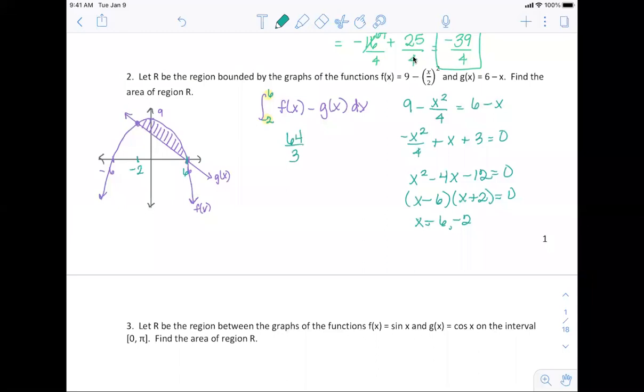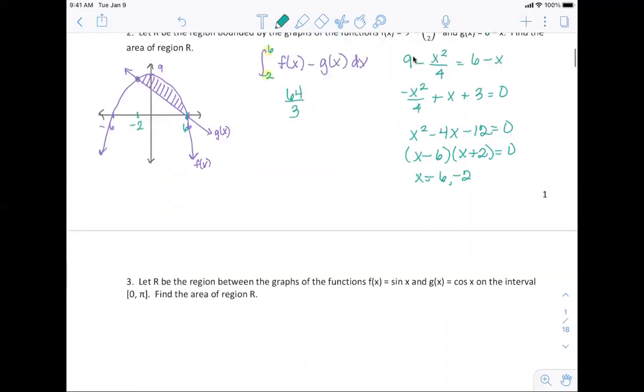Okay, so what to take away from this one is needing to find those points of intersection. When they don't give you an interval and they tell you that the region is bounded, you're looking for an enclosed bounded space created by the intersection of the two graphs.